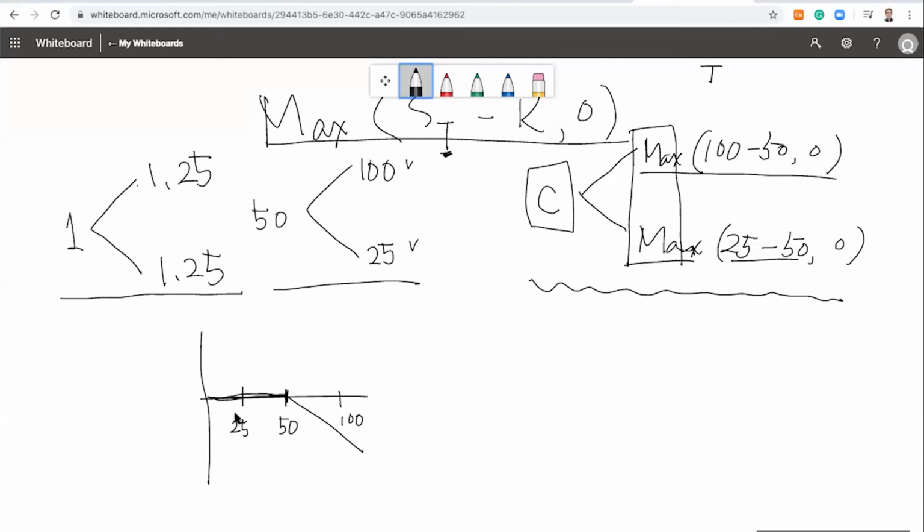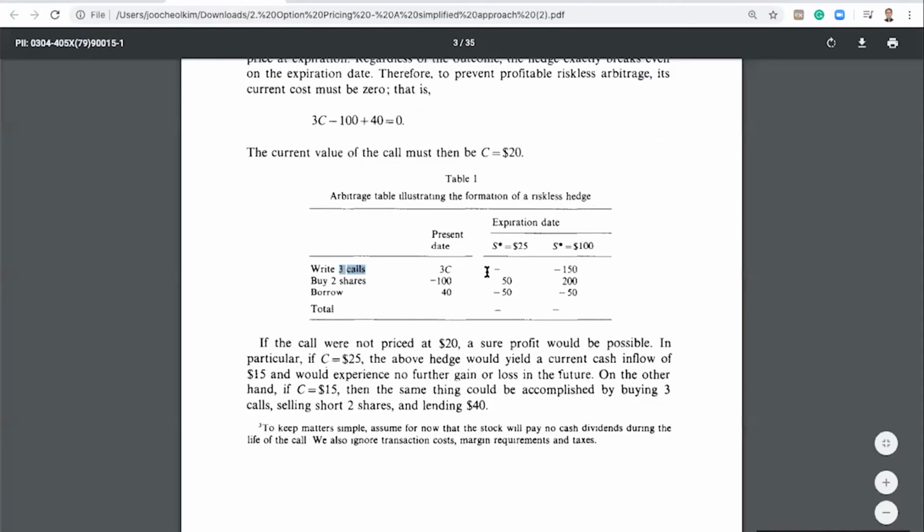And for the down state, you assume that the price is 25. So for this short position of the call option, I don't have to worry about the call option at all because it expires. So I don't have to pay anything to the holder of the call option. So that means it's nothing.